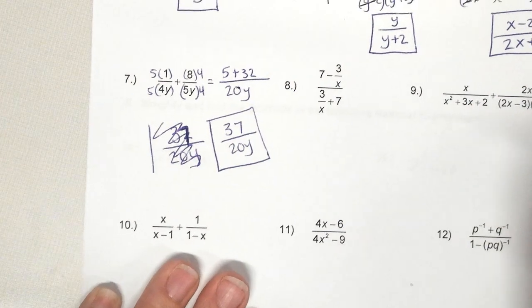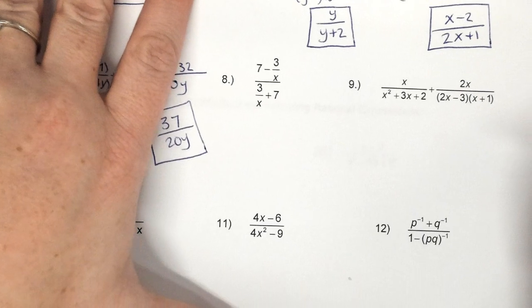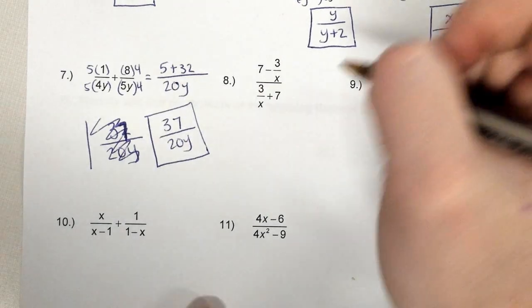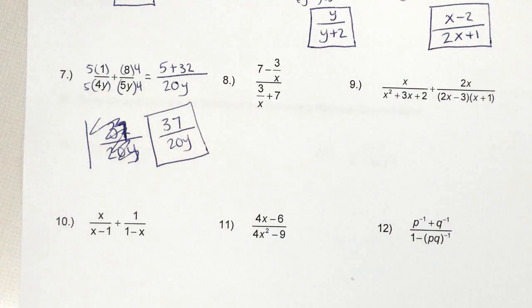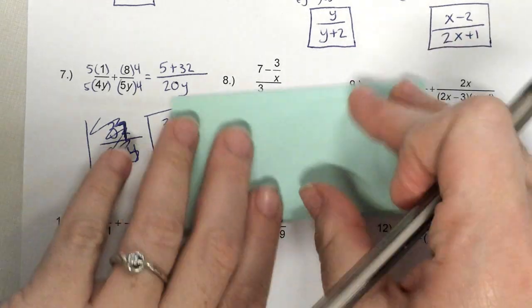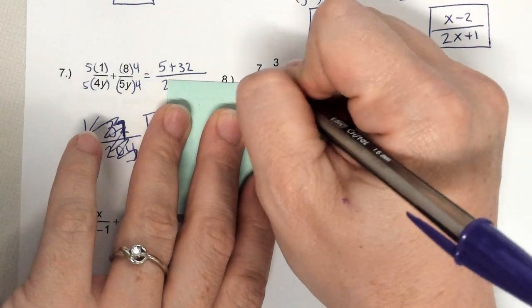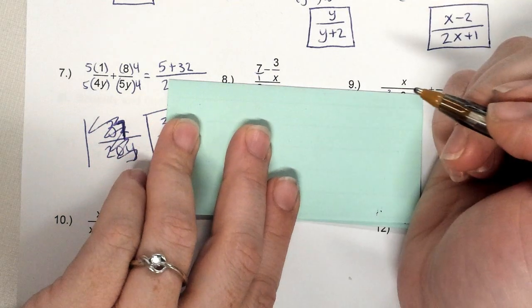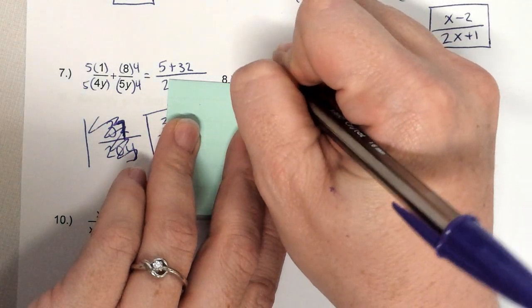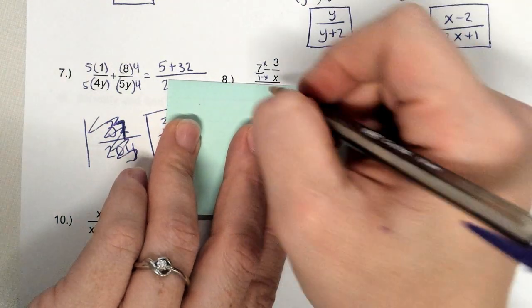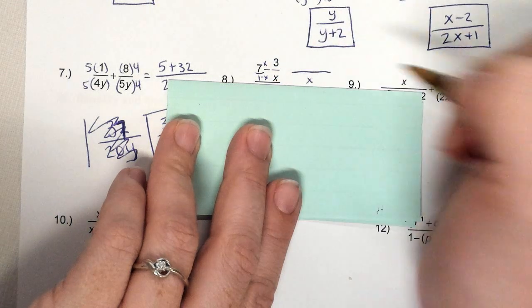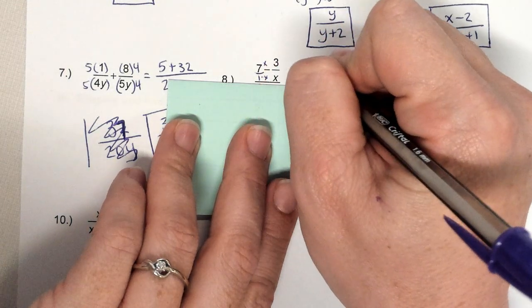Okay, look at number 8. Here, again, you want to treat these just one half at a time. So let's look at just the top half. So here we have over 1. We need a common denominator of just x. So times x. What you do to the bottom, you have to do to the top. And this now has a common denominator of x. And we have 7x minus 3 on top.